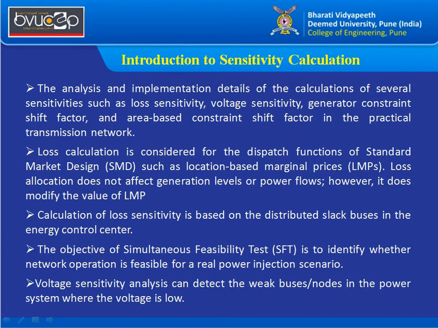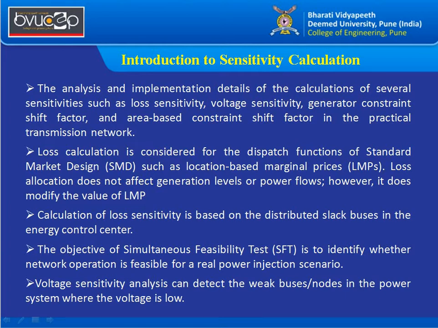For loss sensitivity and generator constraint shift factor, we are going to have certain functions. That function can be a dispatch function for loss calculation, which can be a function of standard market design (SMD), such as location based marginal price. Loss allocation does not affect the generation level or power flow; it does modify the value of LMP. So only the value is important here, and it is not going to affect the power flow values.